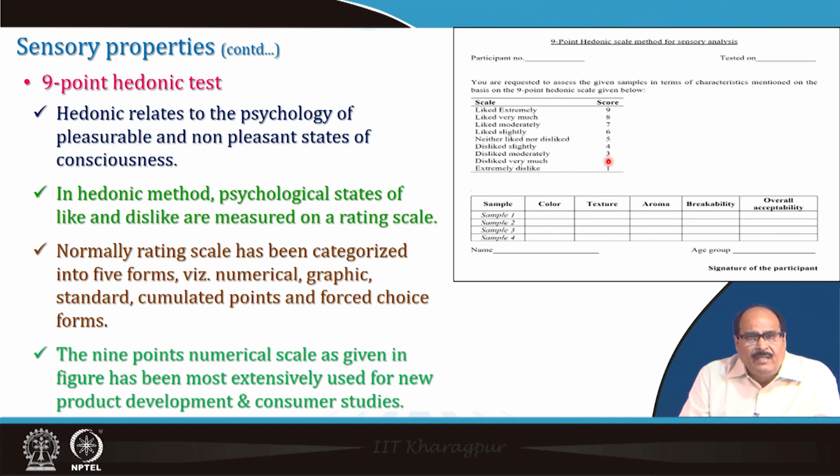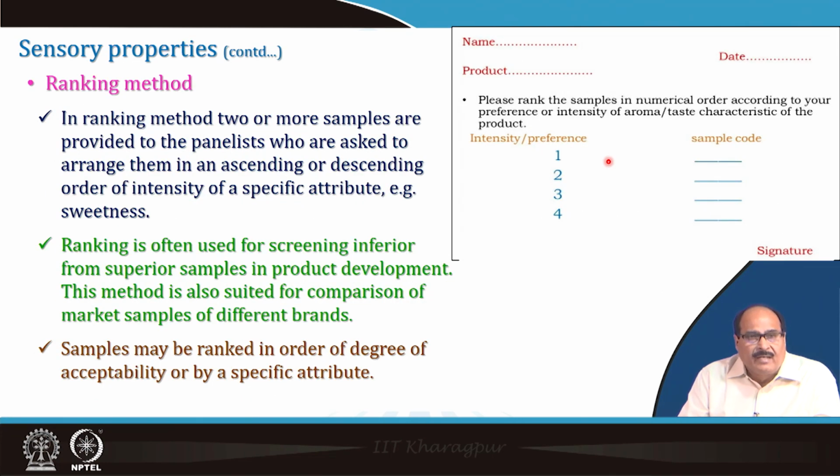In this hedonic method, psychological states of like and dislike are measured on a rating scale. Normally, such rating scales are categorized as numerical, graphic, extended, etc. And the 9-point numerical scale, given in the figure, has been most extensively used in new product development and consumer studies. Then the ranking method.